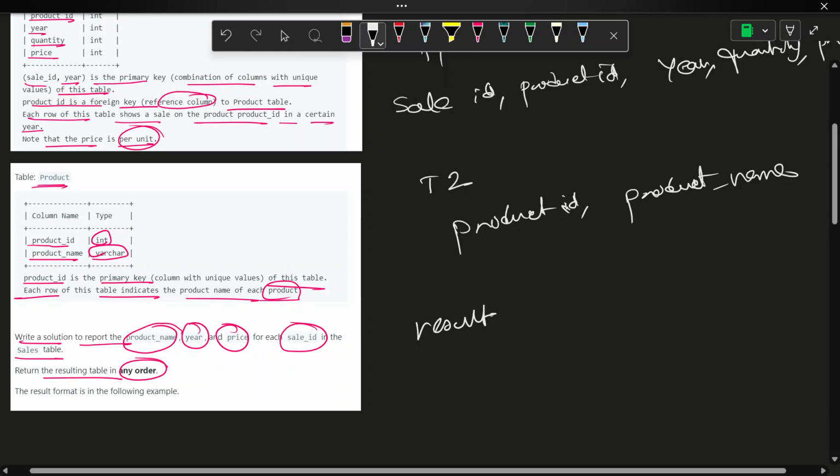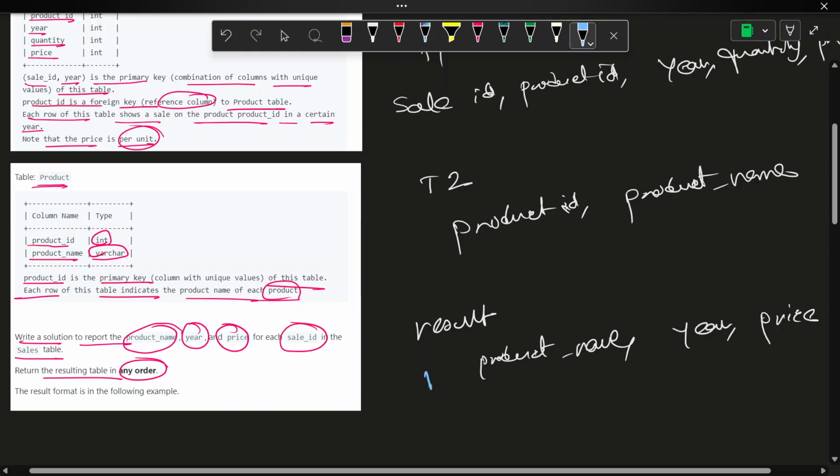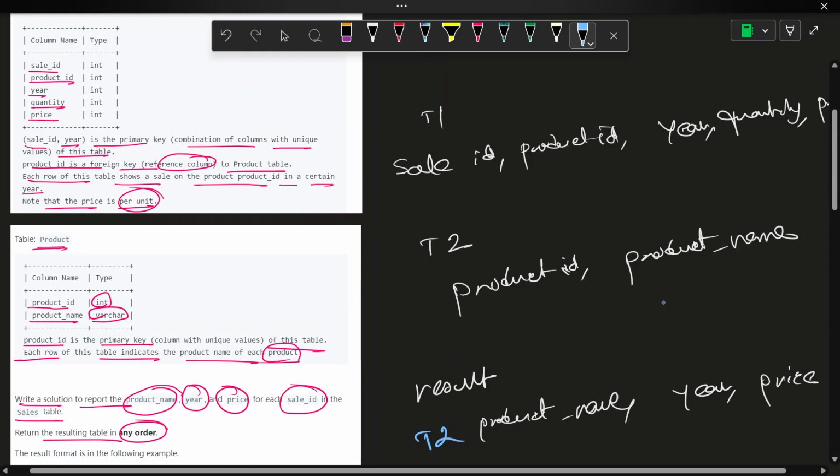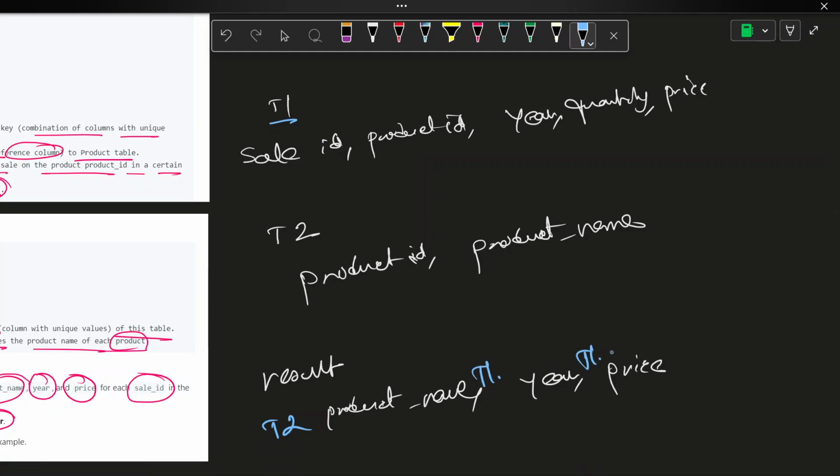The result will have product name, year, price. So product name will come from table 2, and year and price are present in T1. So it will come from T1.year and T1.price. Got it? This is what I actually have to print. Now to print this, I have to join somehow.